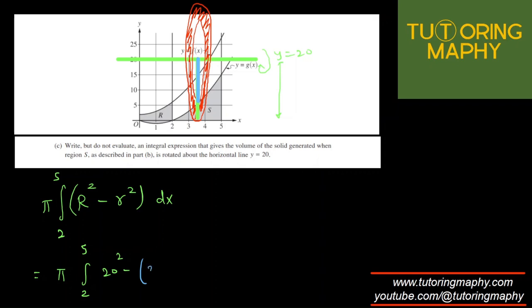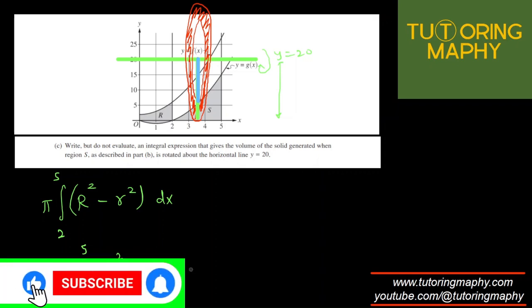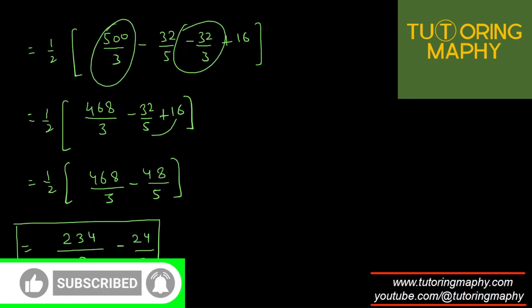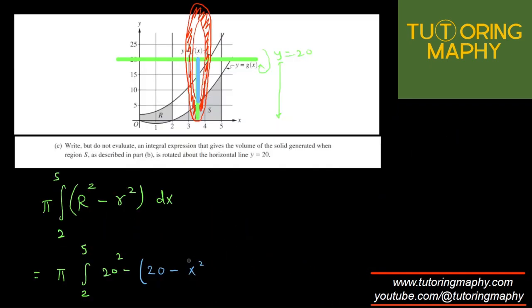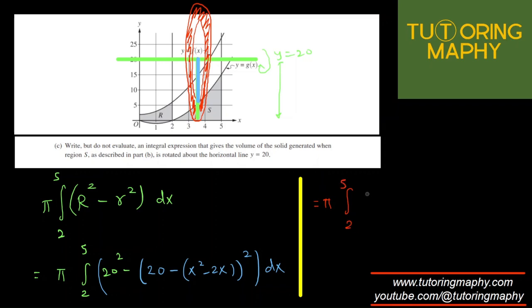So 20 minus g is going to be the small r. So 20 minus g, where g is, what was g? x square minus 2x. So x square, make sure to put this in parentheses, minus 2x, and this entire thing is being squared, and this entire thing once again is in parentheses, dx. And I think we can leave the answer here. If you want, you can simplify it a little further by distributing the negative sign inside. So finally, the answer is pi integral from 2 to 5 of, let's put a bracket here, 20 square minus 20 minus x square plus 2x square, bracket close, dx.